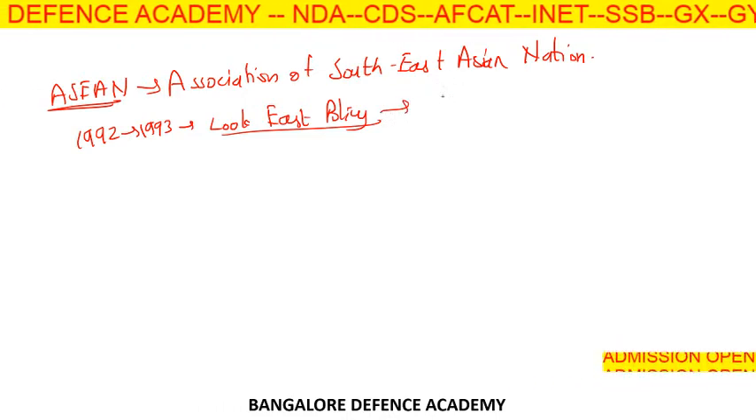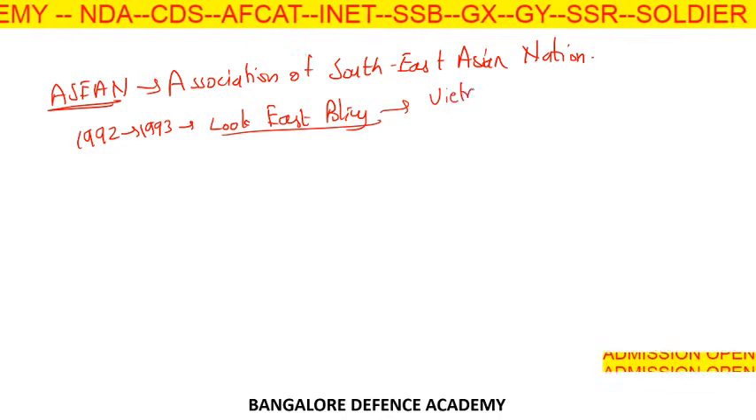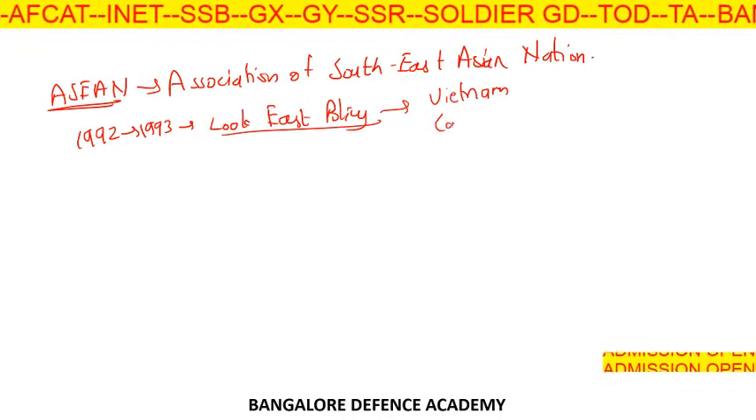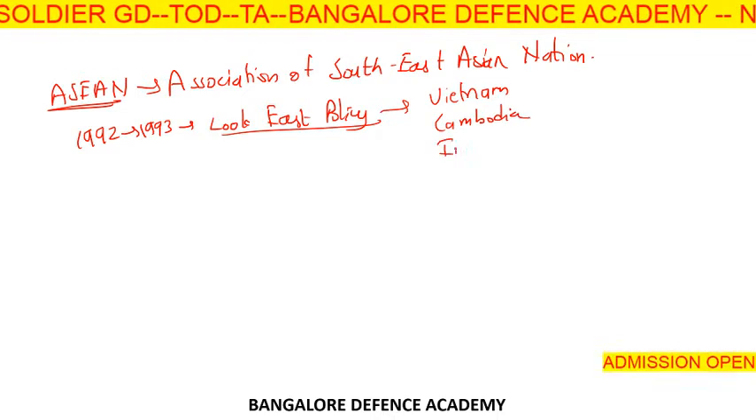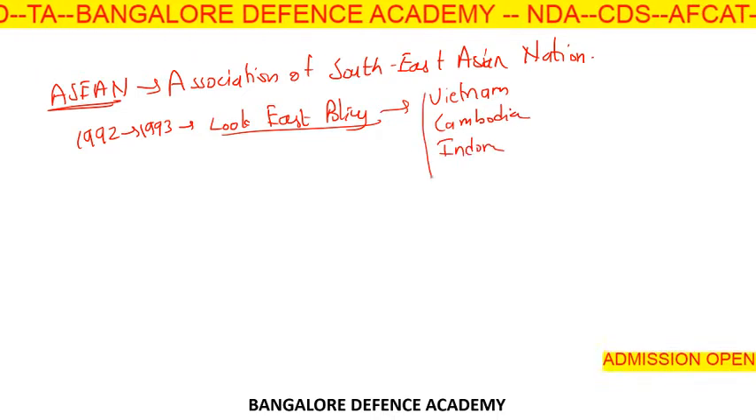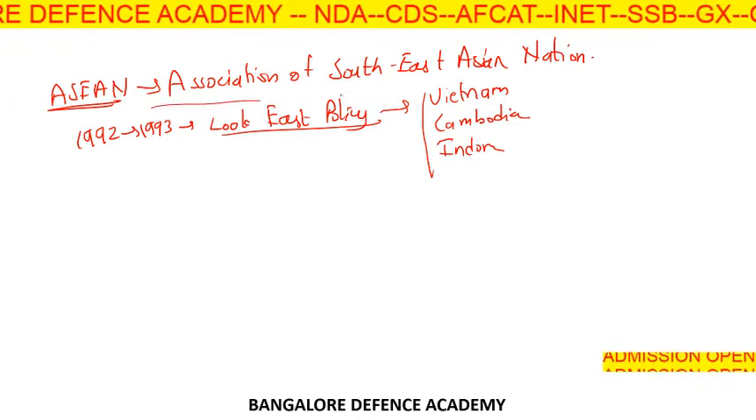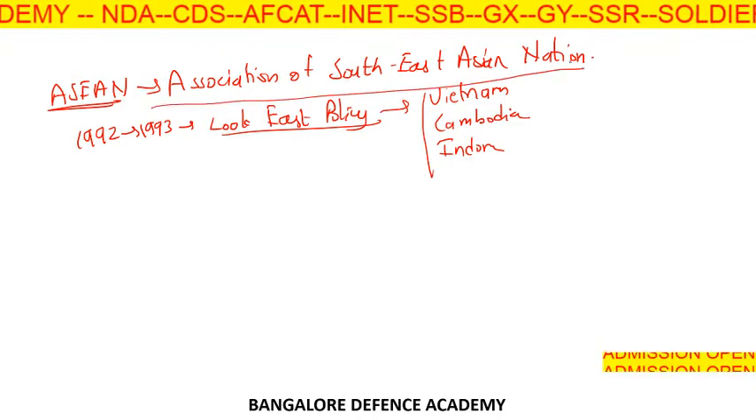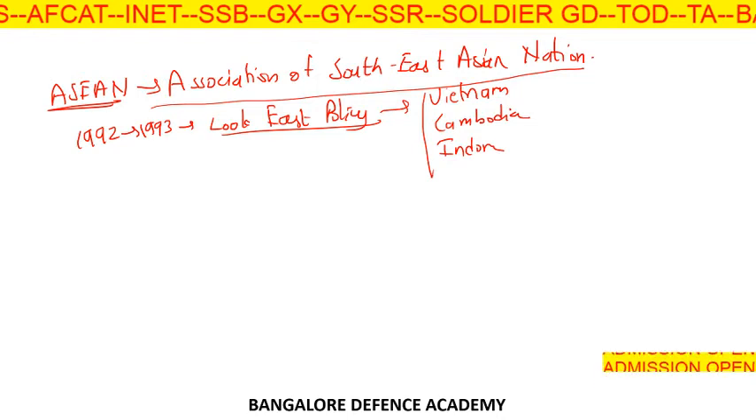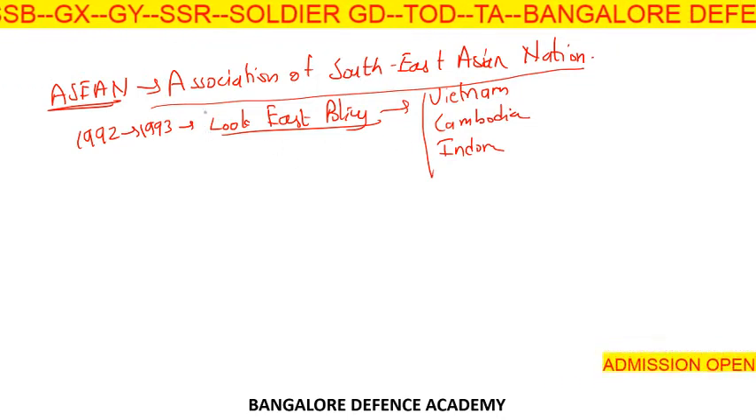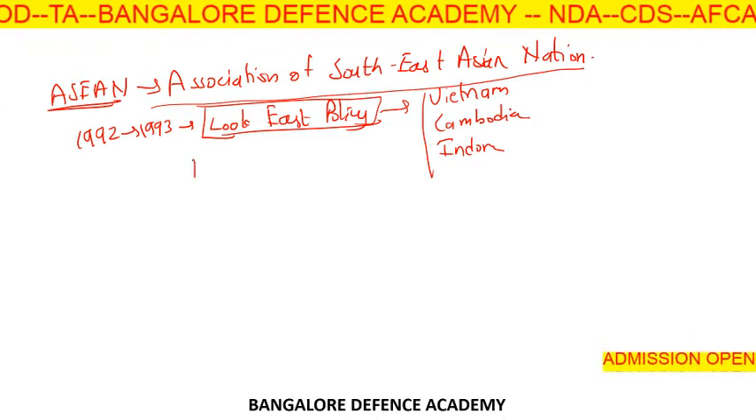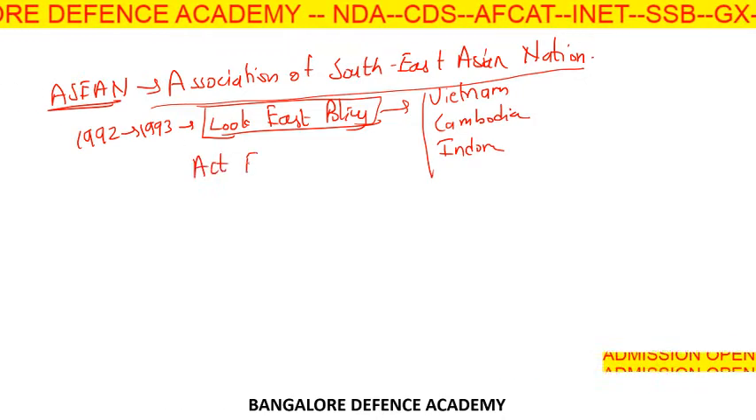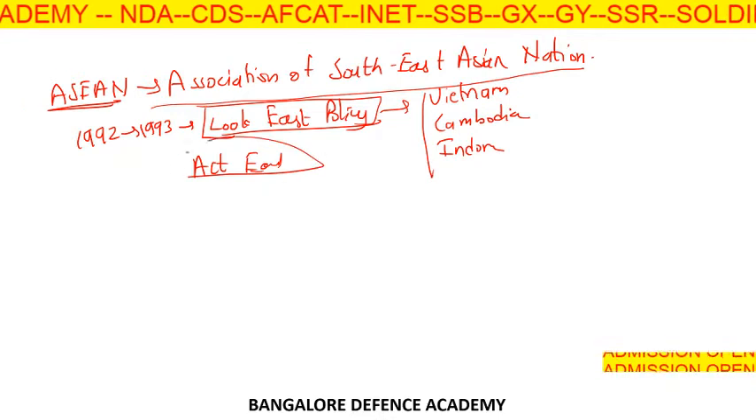Develop trade with countries like Vietnam, Cambodia, Indonesia, Philippines. All these nations are members of the Association of Southeast Asian Nations, and we wanted to have trade with them. So in the late 1990s there was a policy, the Look East Policy. Now recently we have started something called the Act East Policy. So you have to keep this in mind.